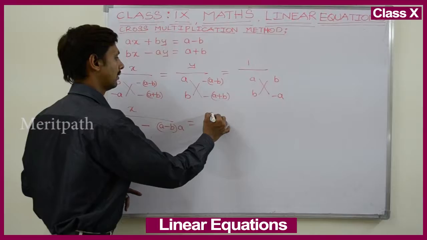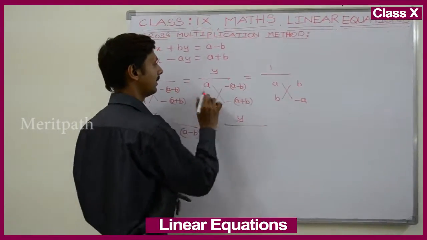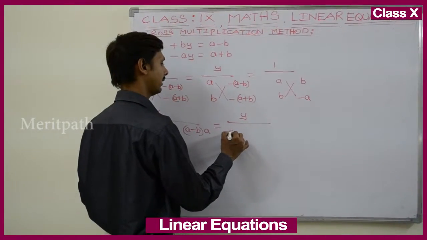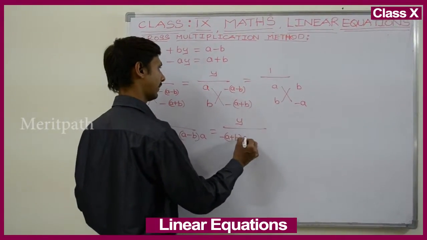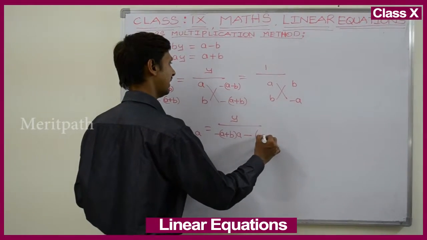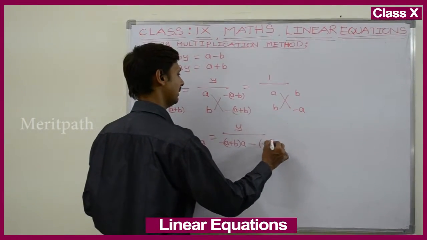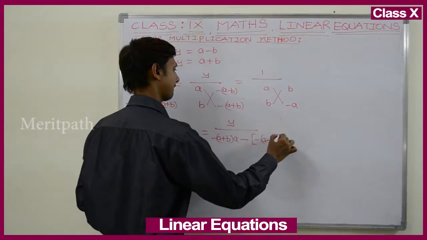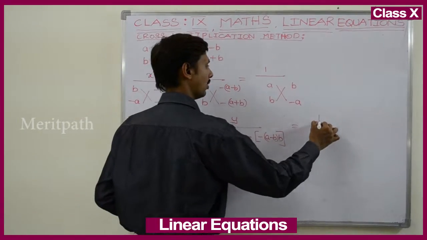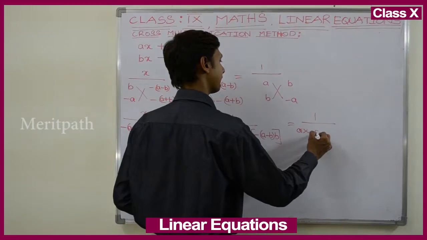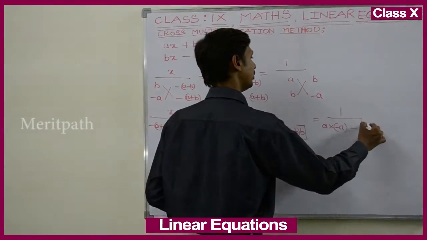And y by, when we multiply this both, minus a plus b into a, minus, there is a minus for this value, a minus b into b. And for constant, 1 by a into minus a minus b into b.